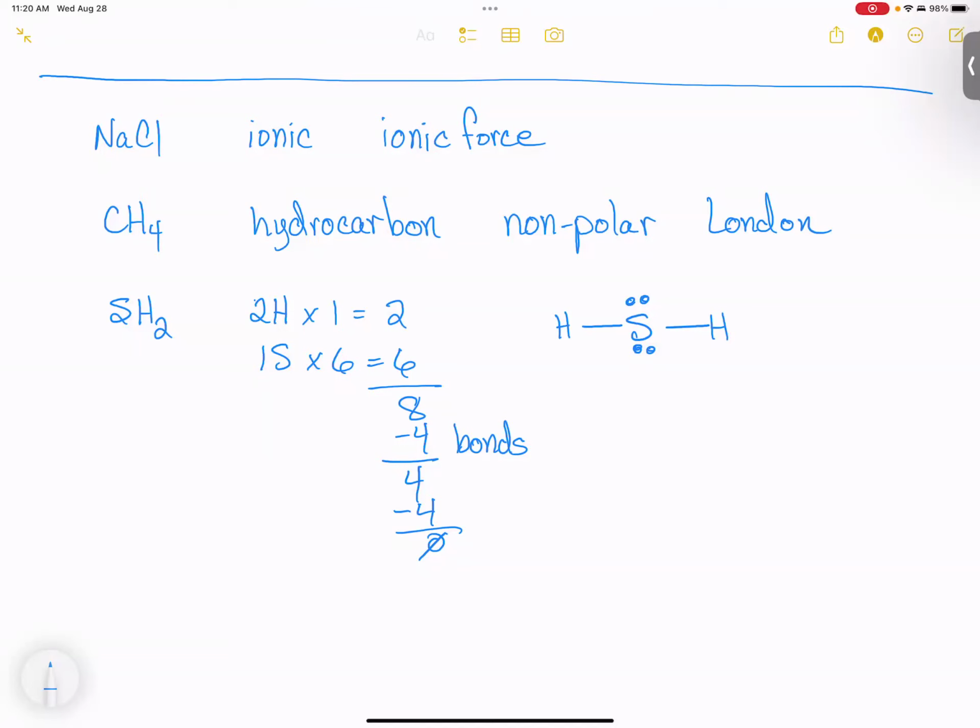Now, what do you notice about the central atom? It's got lone pairs. So what does that make it automatically? Because of those lone pairs, it is going to be polar. But it does not have an OH, FH, or NH bond. So this means that it is just polar. It's not a special category of polar. It's just polar. So what does that make its intermolecular forces?